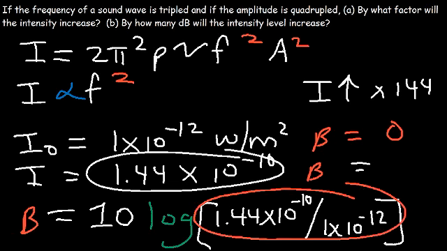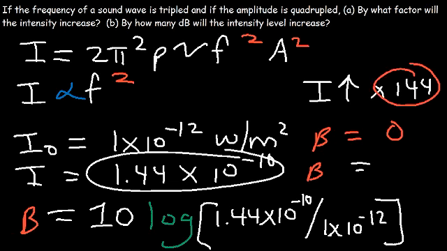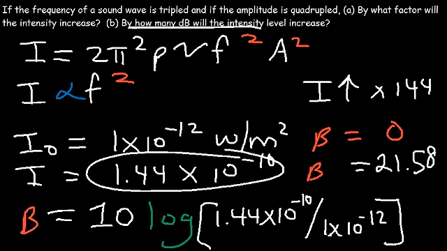If you divide these two numbers, you're going to get 144. So log of 144 is 2.158. And if we multiply by 10, we're going to get a sound level of 21.58. So the sound level increased by 21.58 decibels. That's the answer to part B.